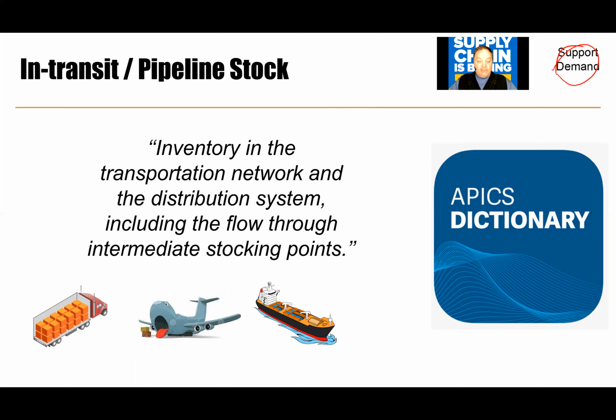The pipeline stock function is getting product delivered from point A to point B. Think about this as the amount of inventory being moved. In CLTD terms, this could be aligned with the time and place utility of logistics. The APICS dictionary defines pipeline stock as inventory in the transportation network and the distribution system, including the flow through intermediate stocking points. Depending on what learning system you reference, pipeline stock may also be referred to as transportation, distribution, or in-transit inventory.